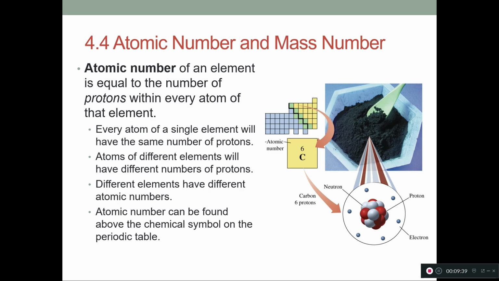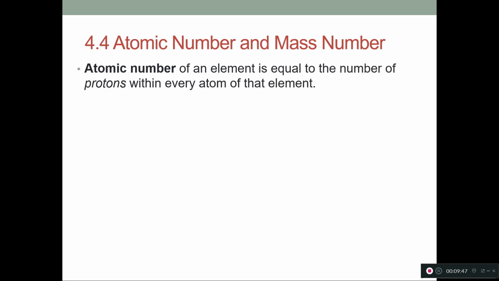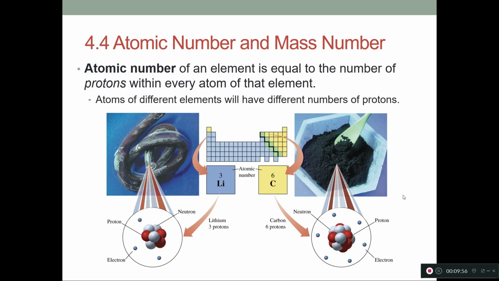Atomic number can be found above the chemical symbol in the periodic table, or it can be found in the lower left side of the nuclear symbol. So the atomic number of an element, as I keep stressing, is equal to the number of protons within every atom of that element. Atoms of different elements will have different numbers of protons.